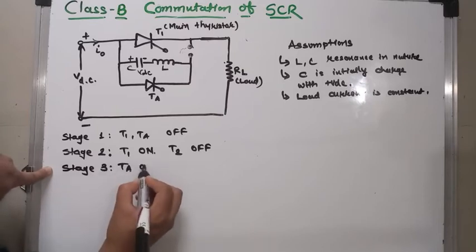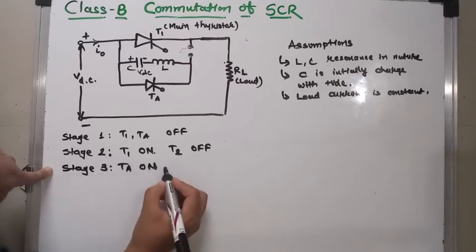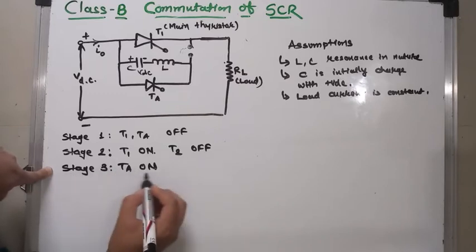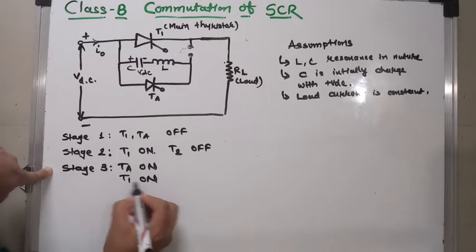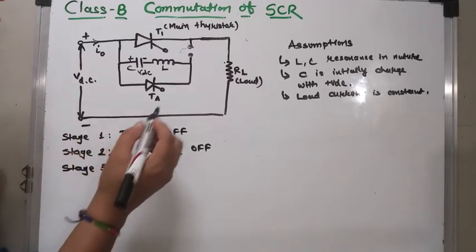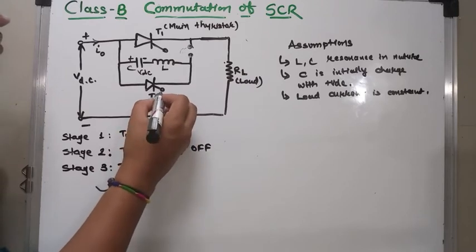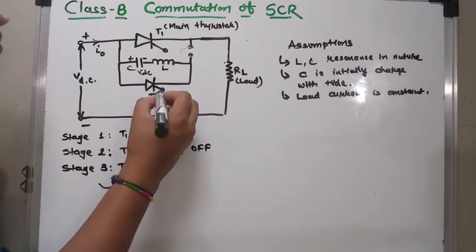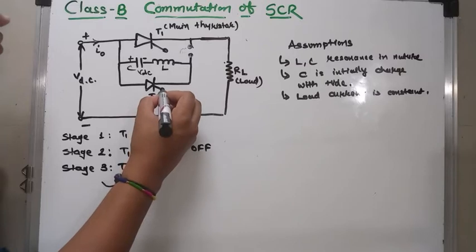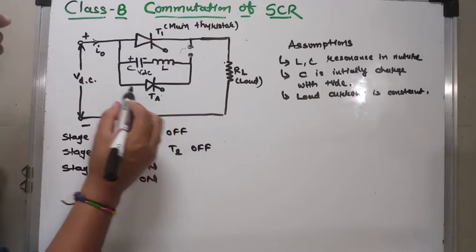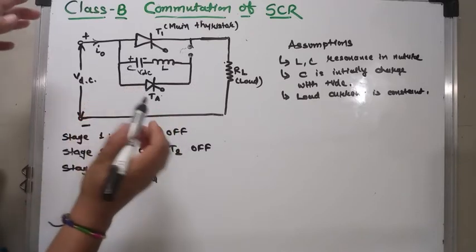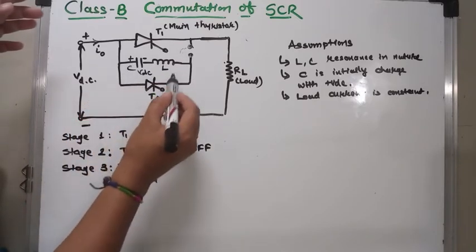TA is also on by applying a gate pulse. So in stage number 3, TA and also T1 are on. So T1 and TA are both in the on condition. Now what will happen? When TA is turned on by applying a gate pulse at a firing angle of alpha, TA starts to conduct, and see here, this loop is now a closed loop.